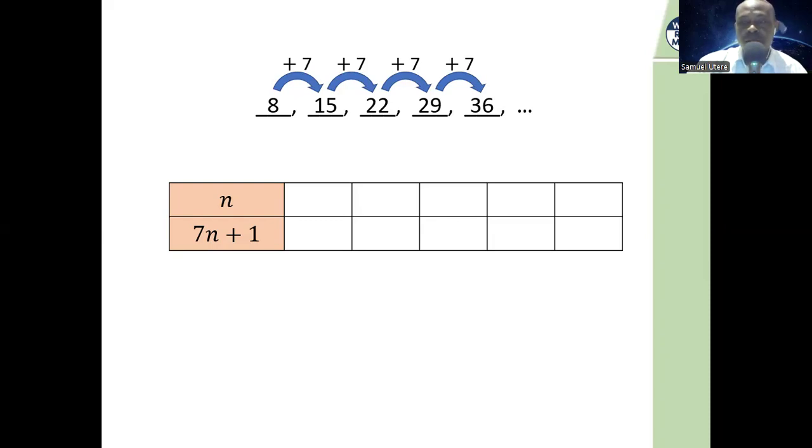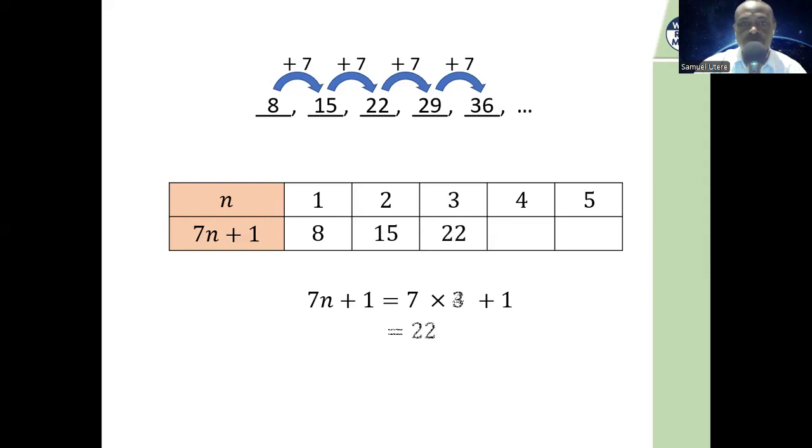into two-step expressions. So for position 1, we'll simply say 7 times 1 plus 1, because remember, from your very first lessons, you know that 7n means 7 times n. Don't forget these rules of algebra. So you now say 7 times 1 plus 1. To get the next one, you do 7 times 2 plus 1. To get the next one, you do 7 times 3 plus 1. To get the next one, you do 7 times 4 plus 1. And to get the next one, you do 7 times 5 plus 1.